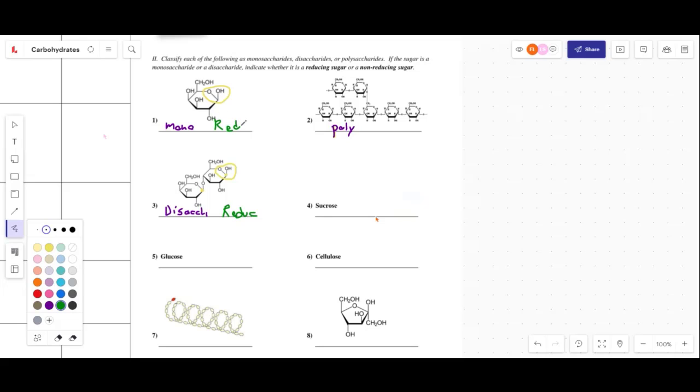What about sucrose? Monosaccharide or disaccharide or polysaccharide?